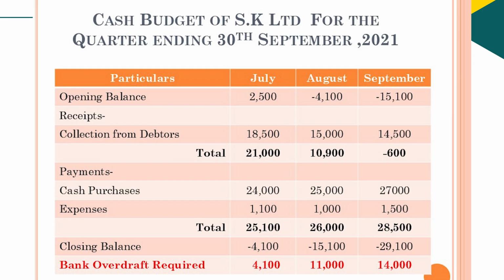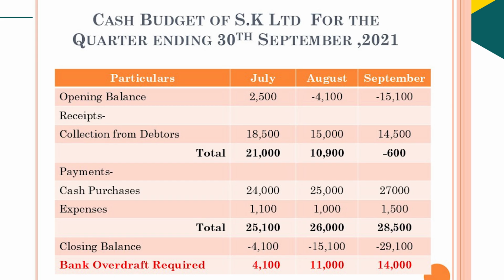Under payments, cash purchases, as the purchase payment was done in the same month itself. So I have taken the same amount, that is 24,000, and the expenses is 1,100. The payment is done in the same month. The total is coming as 25,100. Now as you can see, in July, the receipts total is 21,000 and the total of the payments is 25,100. So the closing balance will be minus 4,100.